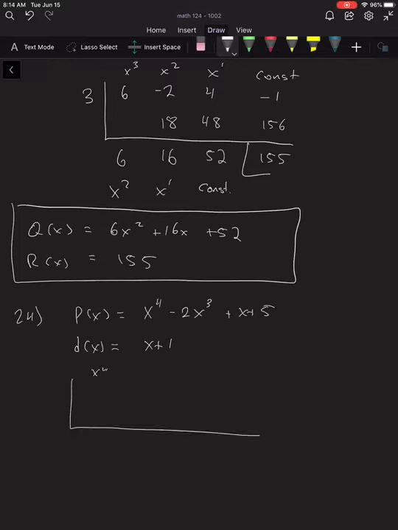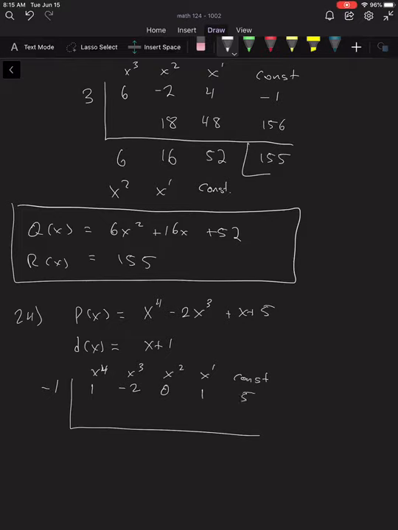X to the 4, and the constant. And then our d of x is x plus 1, so we're going to put a minus 1 over here. And then we have 1, minus 2. We don't have an x to the 2, so we put a 0. And then a 1 for that, and then a 5 is our constant.